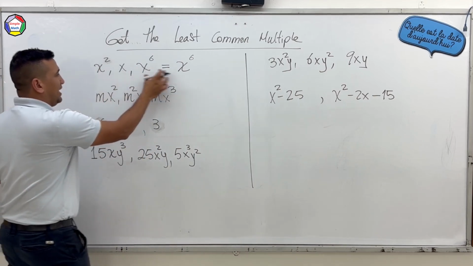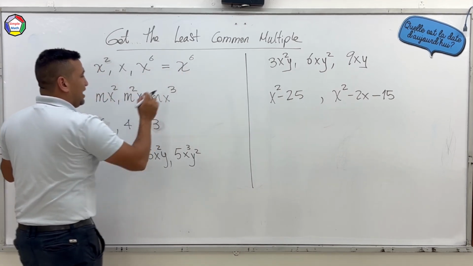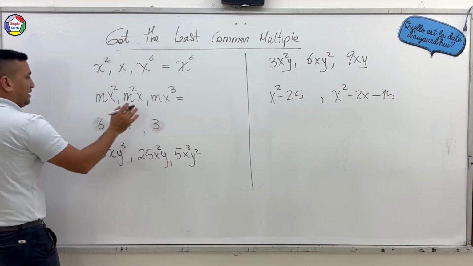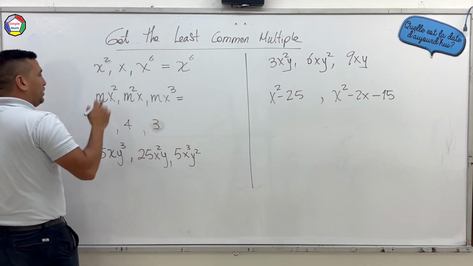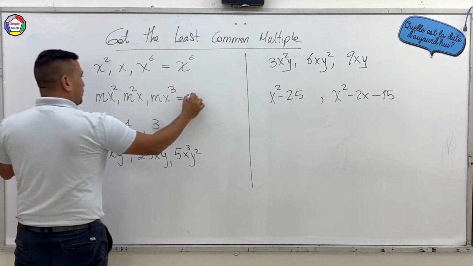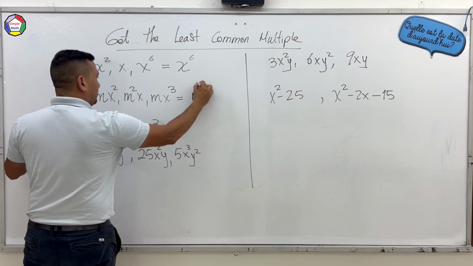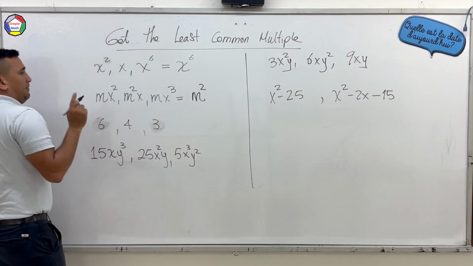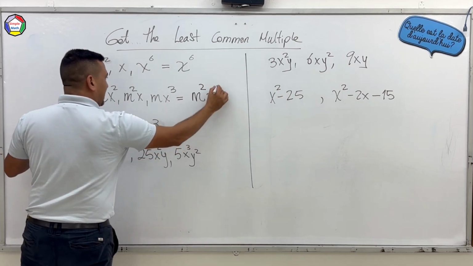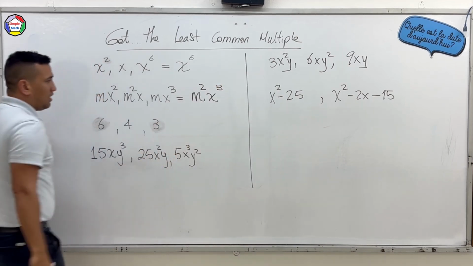In this case, the highest exponent is 6. That is the least common multiple. Remember, if the letter is repeated, it's the letter with the highest exponent. N to the 2 and n. Of course, the least common multiple will be made by n squared, x squared, x and x cubed. So in this case, it's x cubed.